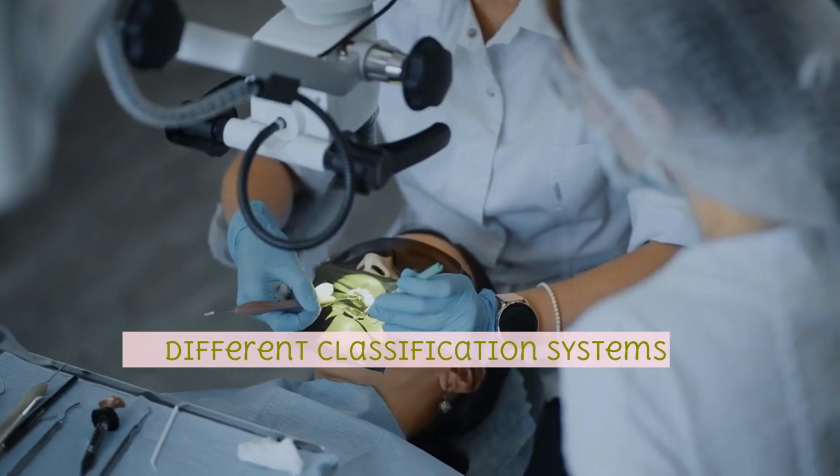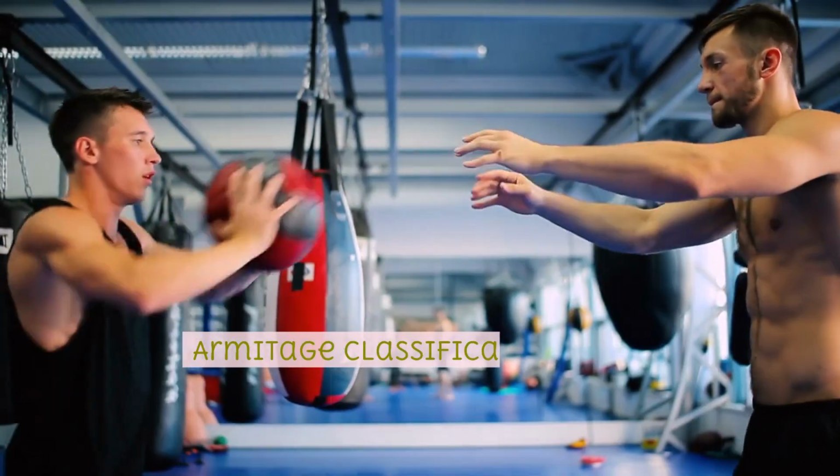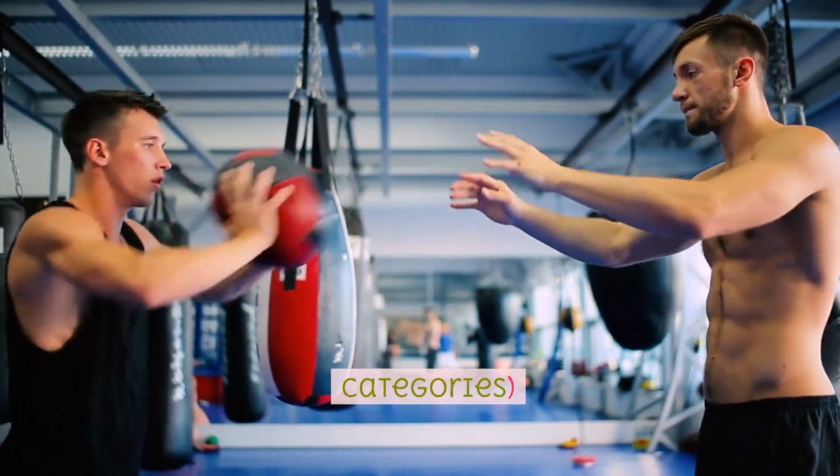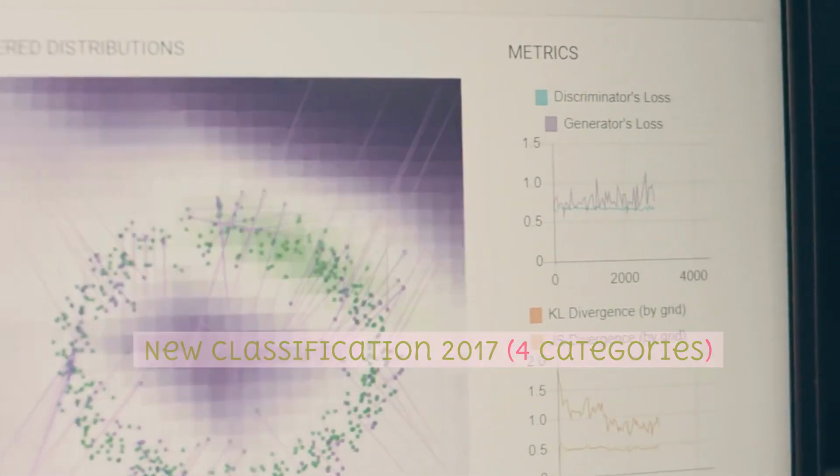Classification of periodontal conditions. Different classification systems for periodontal diseases. 1. Armitage Classification 1999, 8 categories. 2. New Classification 2017, 4 categories.